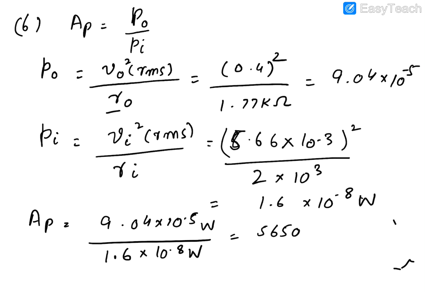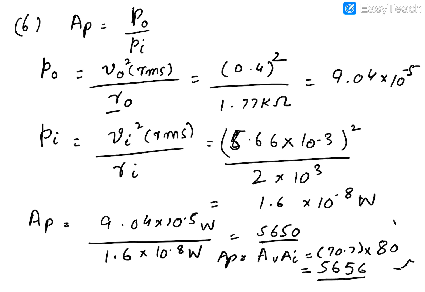Or you can find the power gain using this formula. A P is equal to A V into A I, which is equal to 70.7 multiplied by 80. This is approximately equal to 5656. So there is a minute difference in these values due to rounding error.